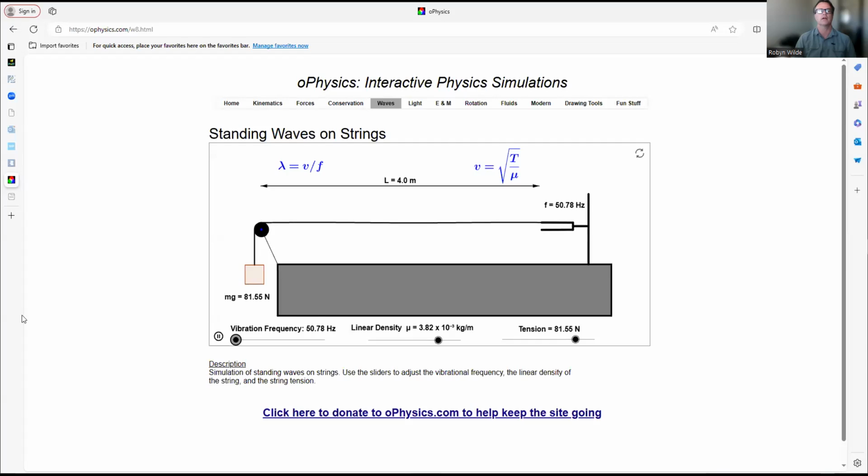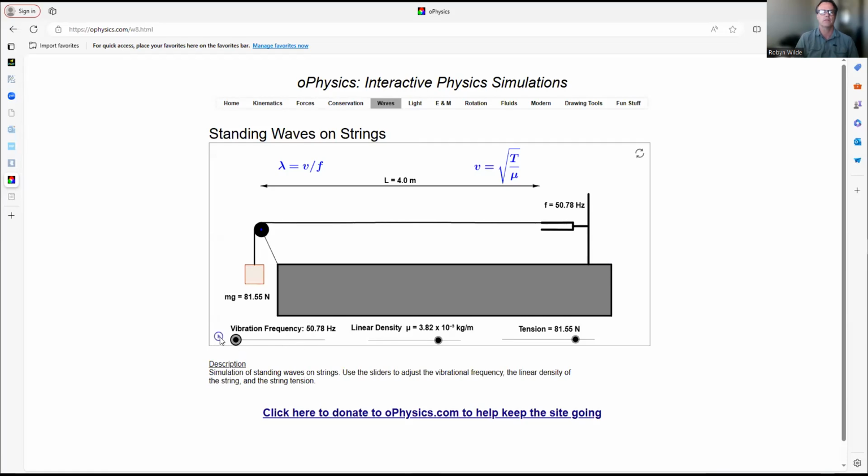So I'm going to post some other videos of this. Let me see if I have another simulation here just to show you what I'm talking about when I talk about a standing wave on a string. This is a little simulation that you could play with on a site called OPhysics. If I play this right now, my frequency is about 50 hertz.